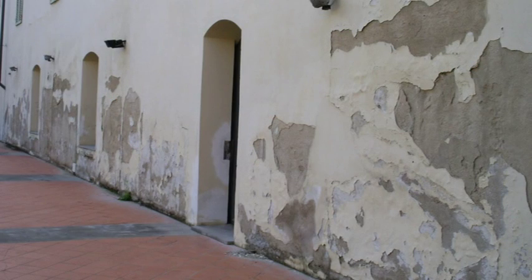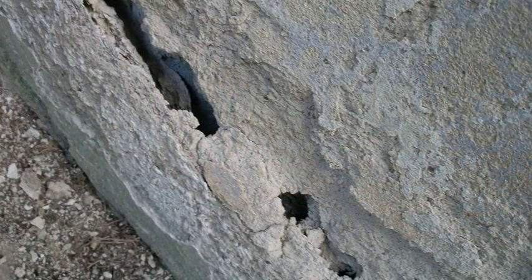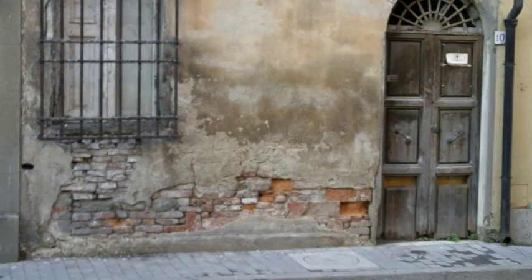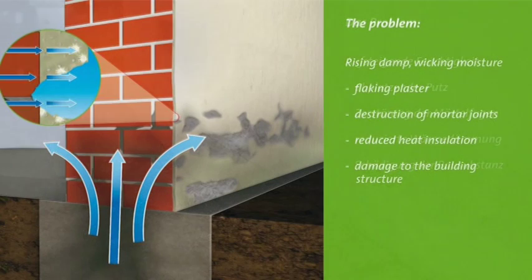In older buildings, you often see a common damage pattern. In the lower areas of the foundation walls, the paint peels or the plaster flakes off. Often, the damage is so severe that the joint work is damaged and the structural stability of the building is endangered. These typical damage patterns all have the same cause: rising damp or wicking moisture.